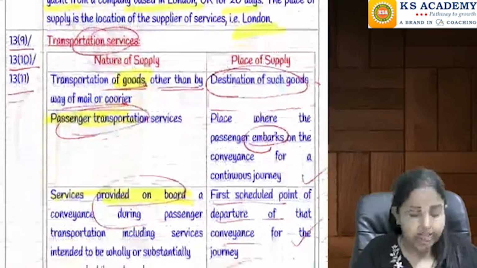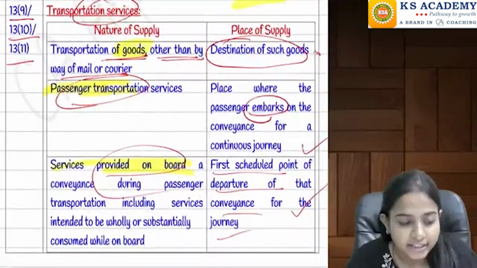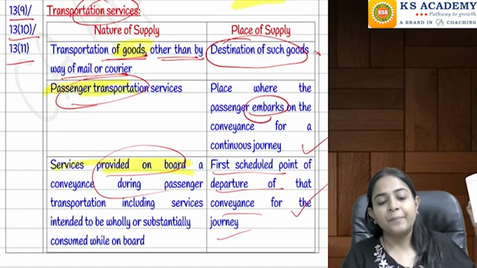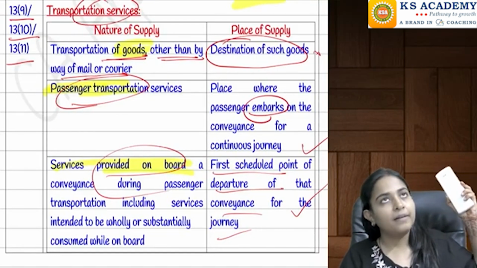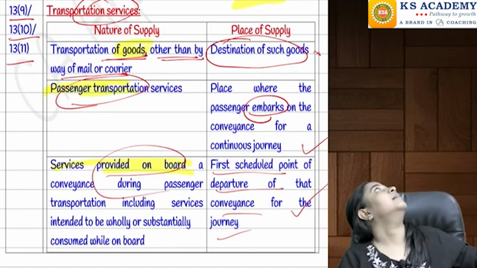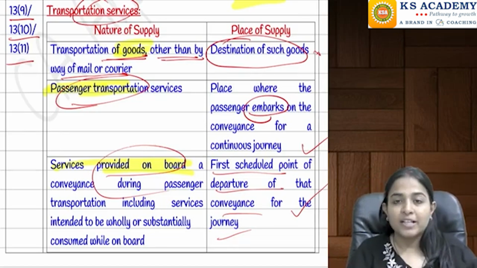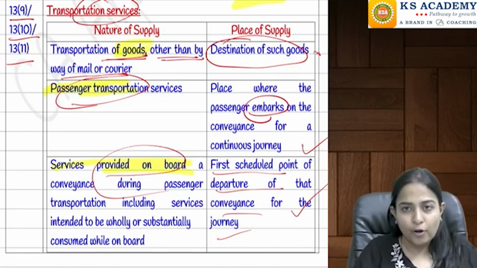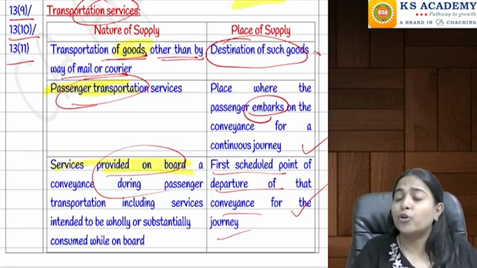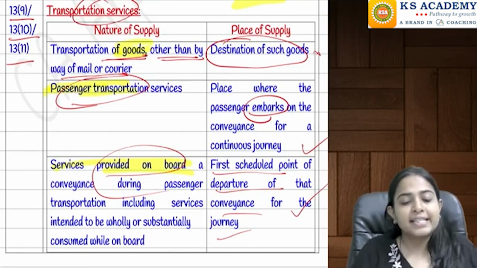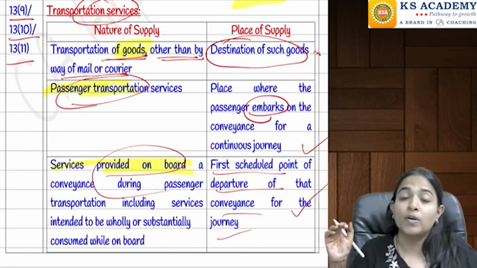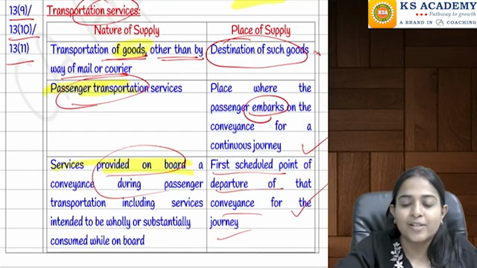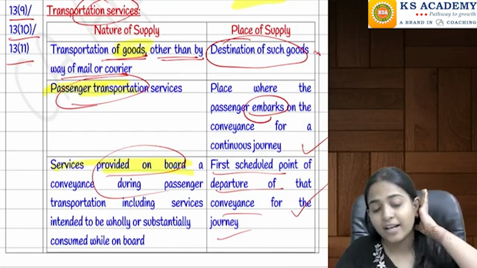Let's go to the next one, everyone. Section 13.9, section 13.10 and section 13.11, three sections. Section 13.9 talks about transportation of goods otherwise than by mail or courier. Section 13.10 talks about passenger transportation service, and section 13.11 talks about services provided on board. Just like goods were sold on board, similarly services provided on board.